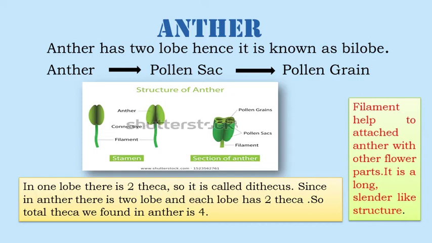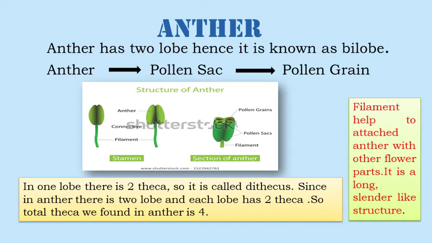That means it is like a knob-like structure. Okay, knob, K-N-O-B, knob-like structure. It is two lobe, and hence it is known as bilobe. Two means bi. Okay, so in anther you will find pollen sac, and inside pollen sac you will find pollen grain.